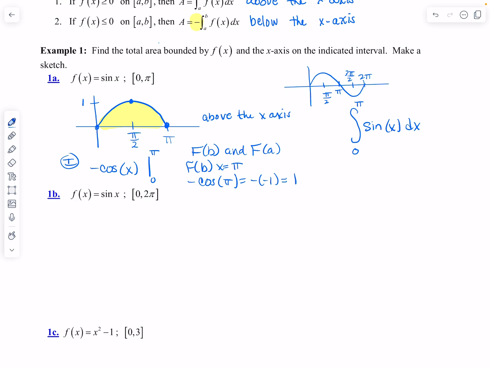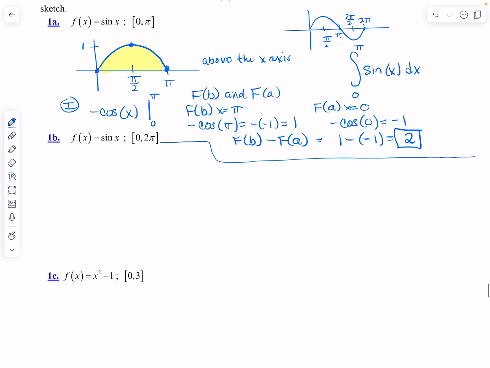So this becomes 1. And f at a, x equals 0. So negative cosine at 0. Cosine at 0 is 1, so this becomes negative 1. Now my last step is to take f at b minus f at a. So this becomes 1 minus a negative 1, which is 2. So the area under that curve, the total area, is 2.